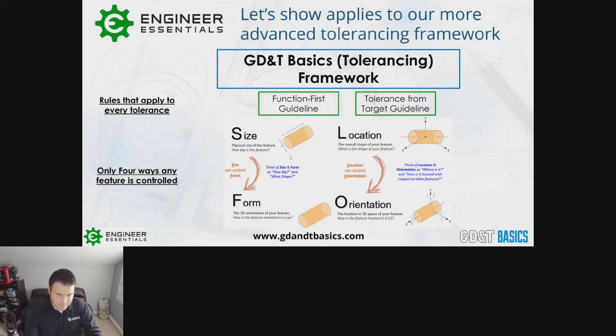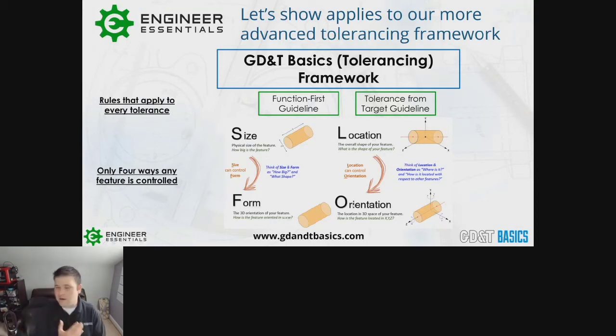A couple more things before I move on here: size in GD&T controls form. I don't have much time to get into that right now, but when you put a size tolerance on there, you're also dictating how much form requirement there is due to a rule called Rule Number 1 in the ASME standards for GD&T. And then location typically is going to be controlling orientation too.